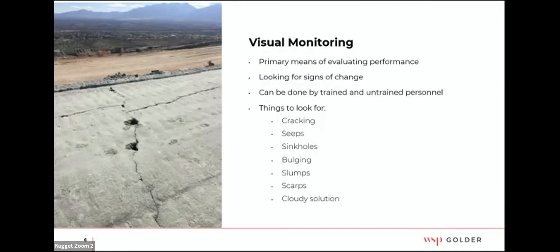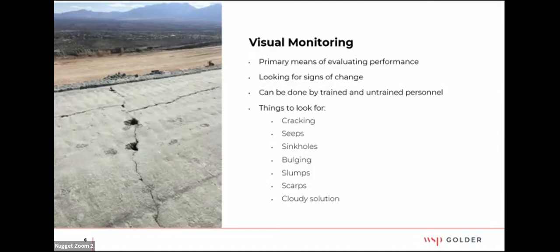So you can go from a team of 1 or 2 geotechnical engineers to a team of 100 folks who are out there every day, able to find things like signs of cracking and seeps. If you have seeps, you actually have pore pressure problems inside your heap. It's guaranteed. Sinkholes, which would be really bad, bulging, some slumps, active slope failures, scarps where failures have previously happened.